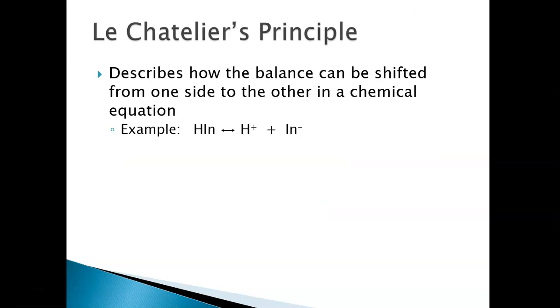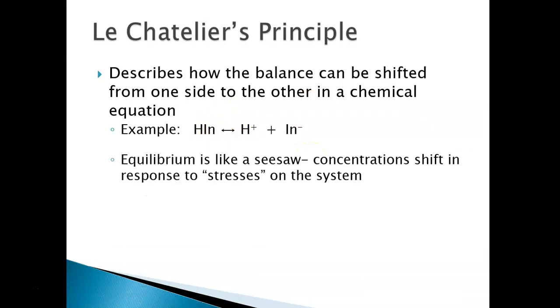Okay, so we have something called Le Chatelier's principle that determines how, when we have a system at equilibrium, the balance can be shifted when a stress is applied. So here's an example of an equation, and notice that we're using double-sided arrows at this point, and that's because this reaction can occur in both directions, okay? So you can kind of think of equilibrium as being like a seesaw.